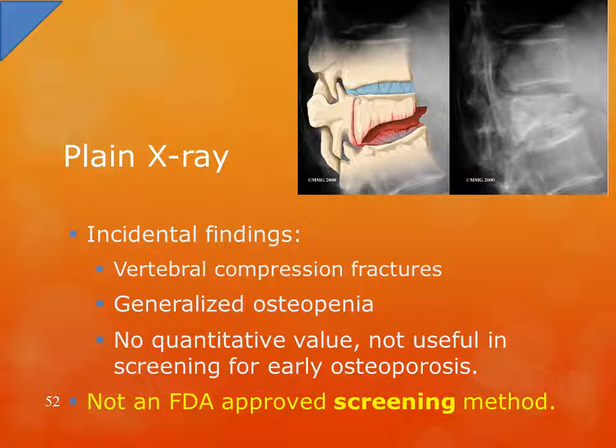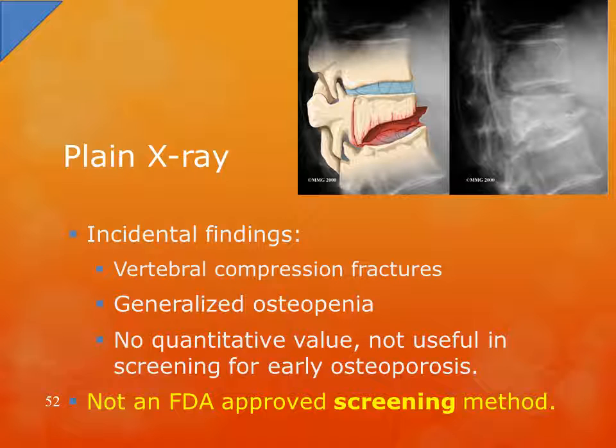What about plain x-rays? Can we find osteoporosis on a plain x-ray? Absolutely we can. But I want to let you know that once the osteoporosis is advanced enough to be detected on a plain x-ray, it's not a screening. We're not finding it at a point where we can intervene effectively. It doesn't make sense as a screening tool for population-based analysis. So it's often seen as an incidental finding.